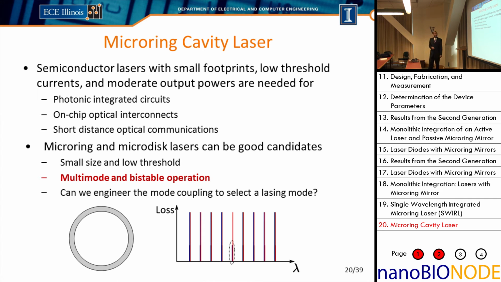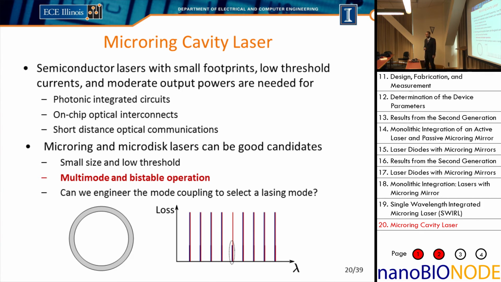So the microring cavity laser, we want a small footprint, low threshold for applications like photonically integrated circuits, on-chip optical interconnects, and short-distance optical communication. The microring and microdisc lasers can be good candidates. They're small, but one of the biggest issues with the microring and the microdisc is that they have many modes. So all the different azimuthal mode orders, like m is equal to 200, 201, they all have the same amount of loss. Moreover, at a single resonance, they have two counterpropagating modes that have the same loss.